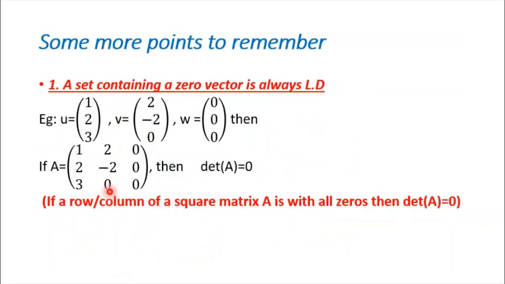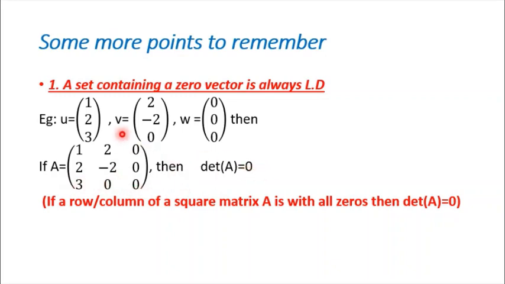Let us discuss some more points. First one: a set containing a zero vector is always linearly dependent. That means suppose I take three vectors u, v, w, where one vector w I have taken as a zero vector. Then what is matrix A here? How do I decide whether it is LI or LD? I'll take them in a matrix. Because there are three vectors with three rows, I'll get a 3 by 3. So I've taken these in A: 1, 2, 0, or 2, minus 2, 0, 3, 0, 0. Then what will be det A? 0.